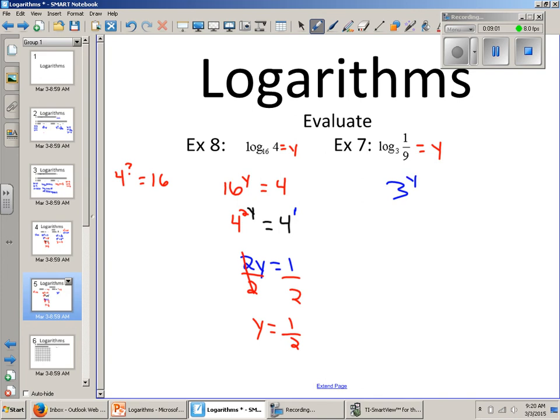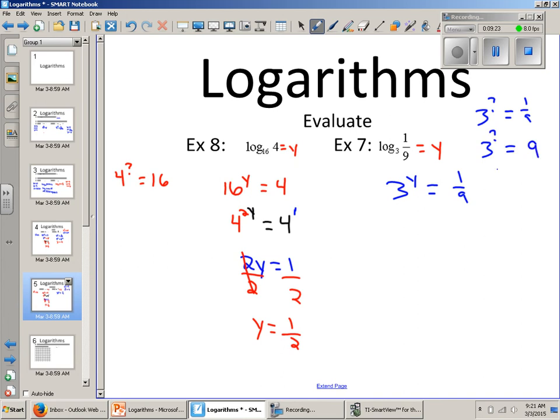Example 7, change it to exponential. 3 to the y equals 1/9. I want to make the bases the same. So I need to say 3 to what power gives me 1/9? Well, I'm not quite sure. So let's do 3 to what power gives me 9. I am sure about that.